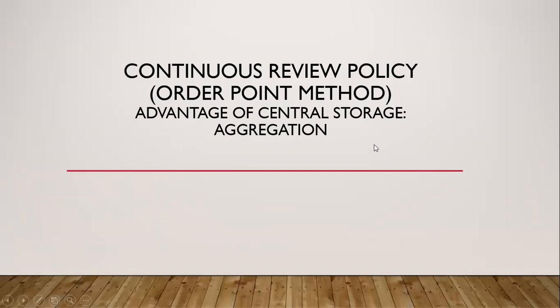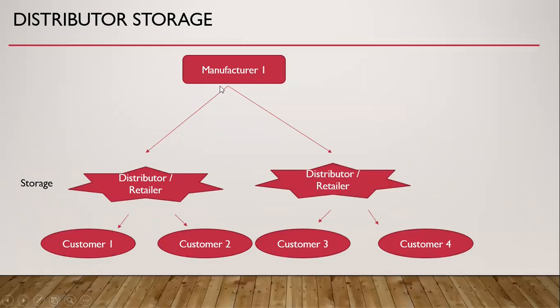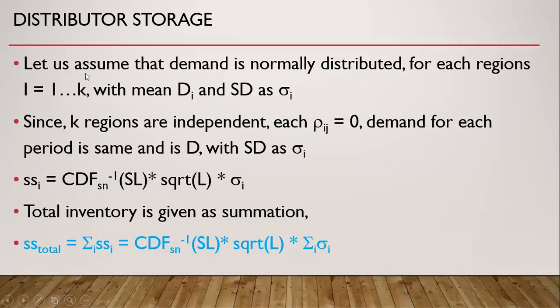When there is continuous review policy or order point method, what are the advantages of central storage? That is the advantages of demand aggregation. So this is the scenario if there is a particular manufacturer and there are distributors and the storage is at the level of distributors. So it is a distributor storage at various regions. Let us assume that demand is normally distributed for each region i to k with mean di and standard deviation as sigma i. So here i stands for each particular geographical region.